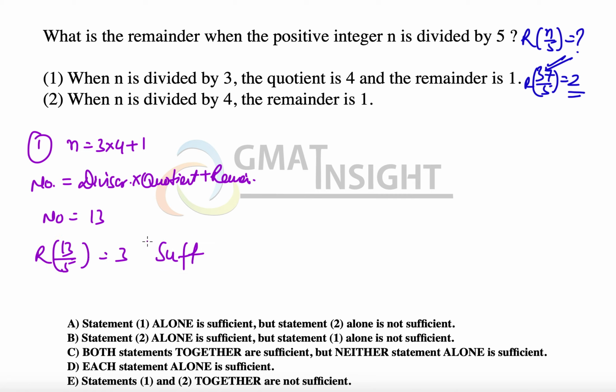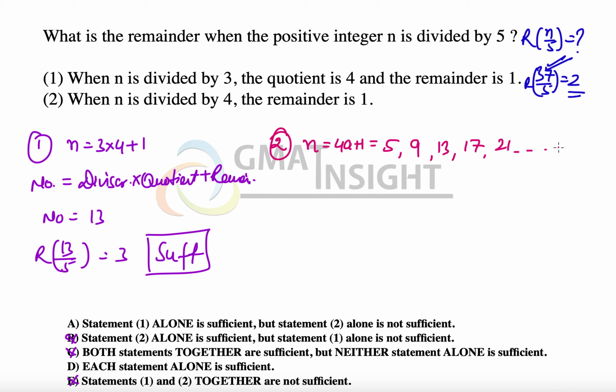That means the first statement alone is sufficient to answer the question, and the answer must be either option A or option D. The second statement says that when n is divided by 4, the remainder is 1. So n is a multiple of 4 plus 1. So one possibility of n is 5, the second possibility of n is 9, the third possibility of n is 9 plus 4, 13, next possibility is 13 plus 4, 17, 17 plus 4, 21, etc.